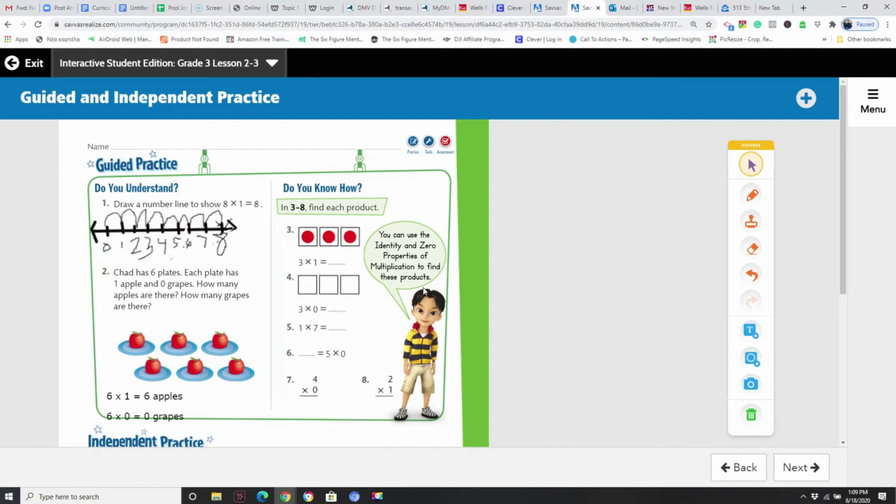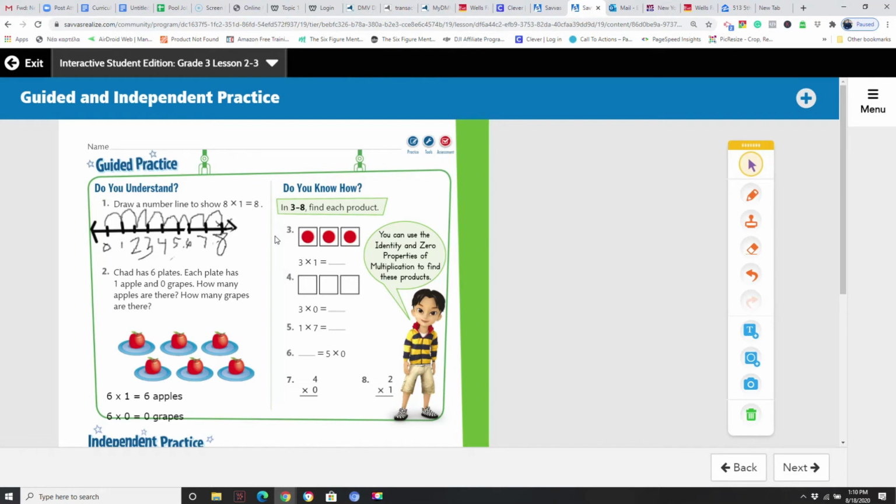And our 0 property of multiplication, no matter what number you multiply by 0, you always get 0. So for example, 10 times 0 is 0. 15 times 0 is 0. 29 times 0 is 0. It doesn't matter what number you multiply by 0, you're always going to get 0. So let's try some of these examples out.